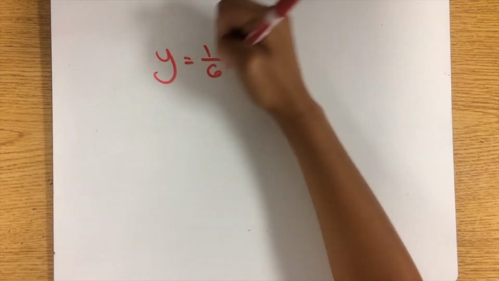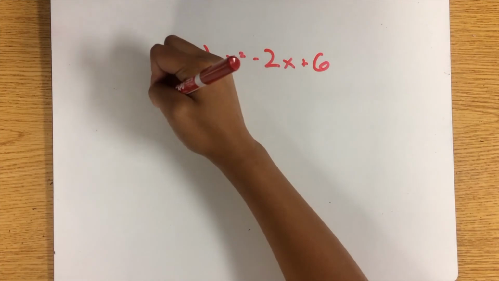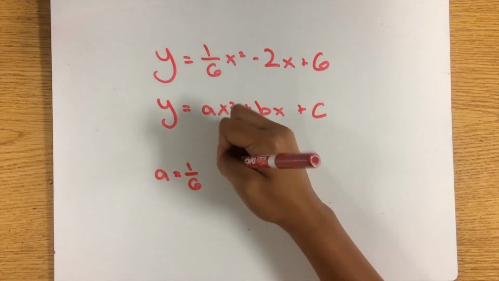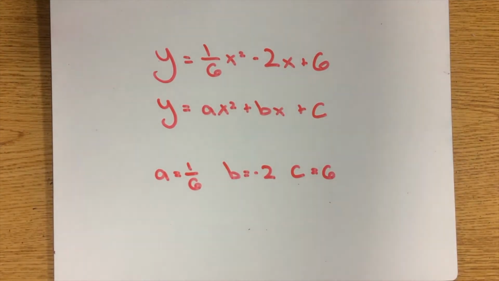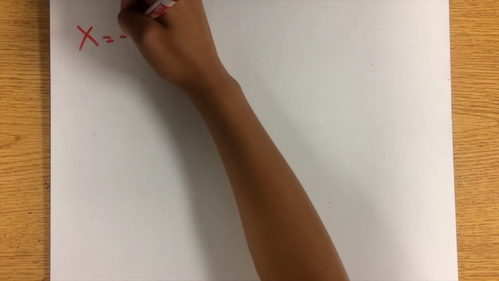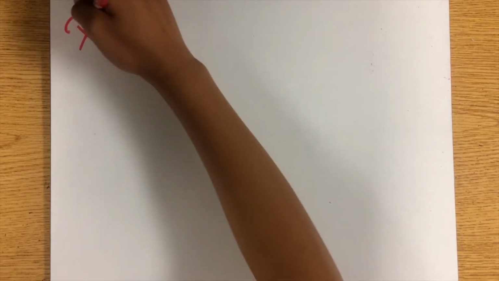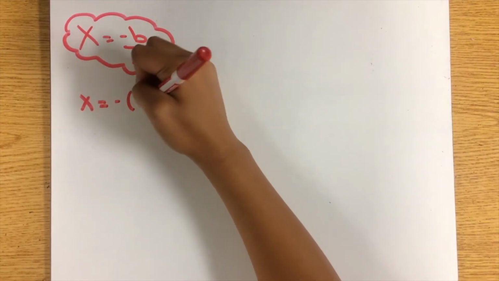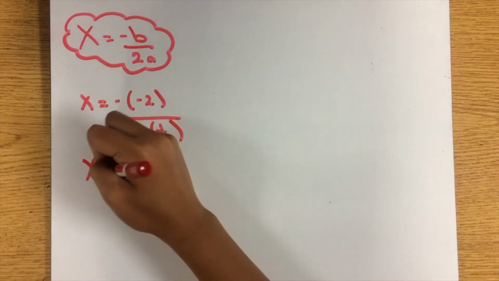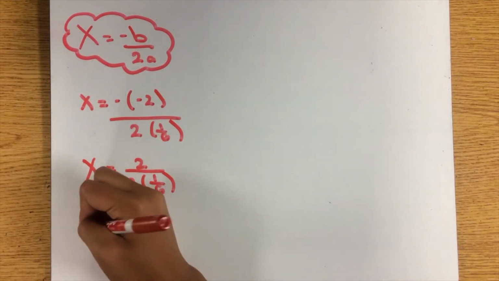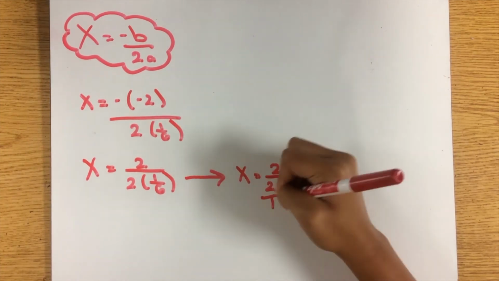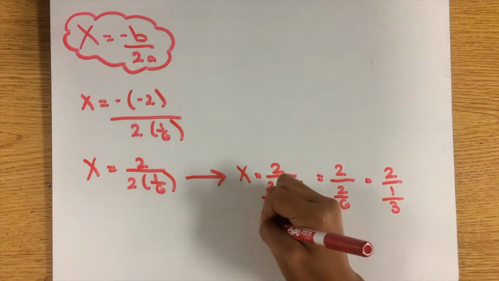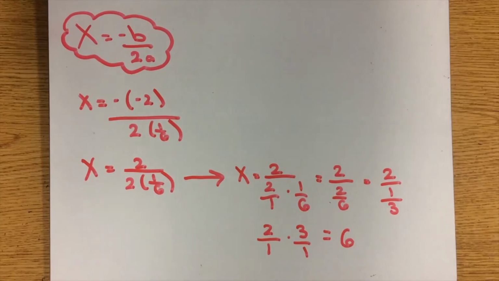This equation is the same as y equals ax squared plus bx plus c, meaning that 1/6 equals a, negative 2 equals b, and 6 equals c. Now to find the axis of symmetry, we will use the equation x equals negative b over 2a. Now plug in for a and b and simplify. This is your axis of symmetry.